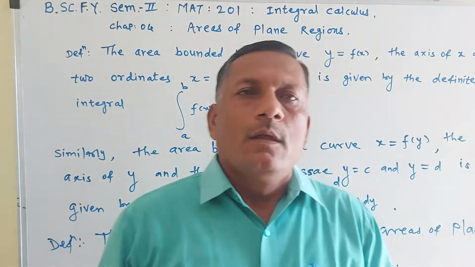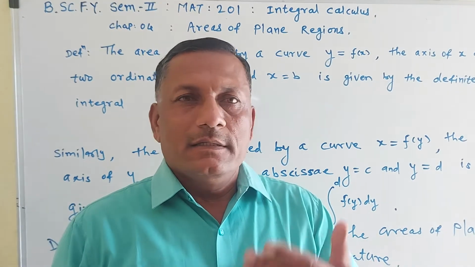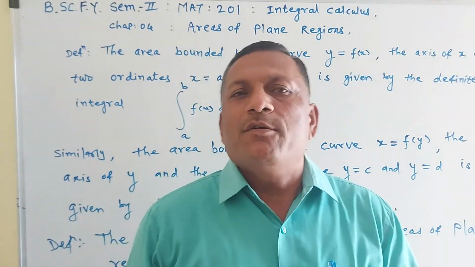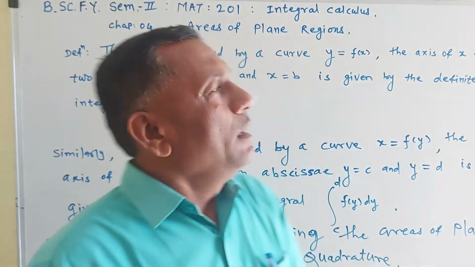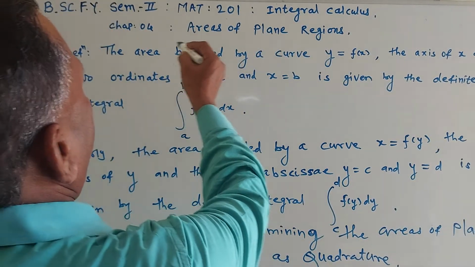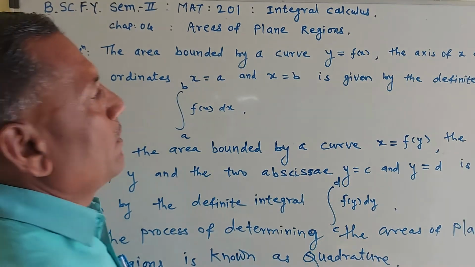Hello students, we have learned 3 chapters. Now we learn the 4th chapter, and the name of that 4th chapter is Area of Plane Regions. Chapter number 4, Areas of Plane Regions.